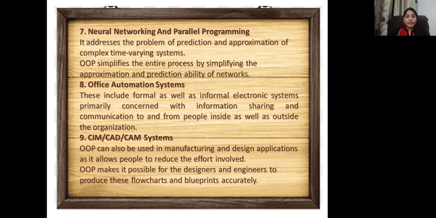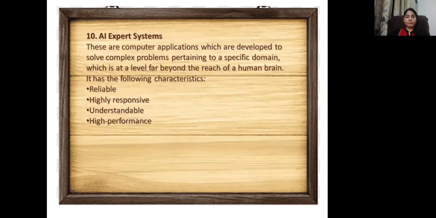Ninth point is CIM, CAD, and CAM systems. Object-oriented programming can also be used in manufacturing and design applications as it allows people to reduce the effort involved. For instance, it can be used while designing blueprints, flowcharts, etc. Object-oriented programming makes it possible for designers and engineers to produce these flowcharts and blueprints accurately.